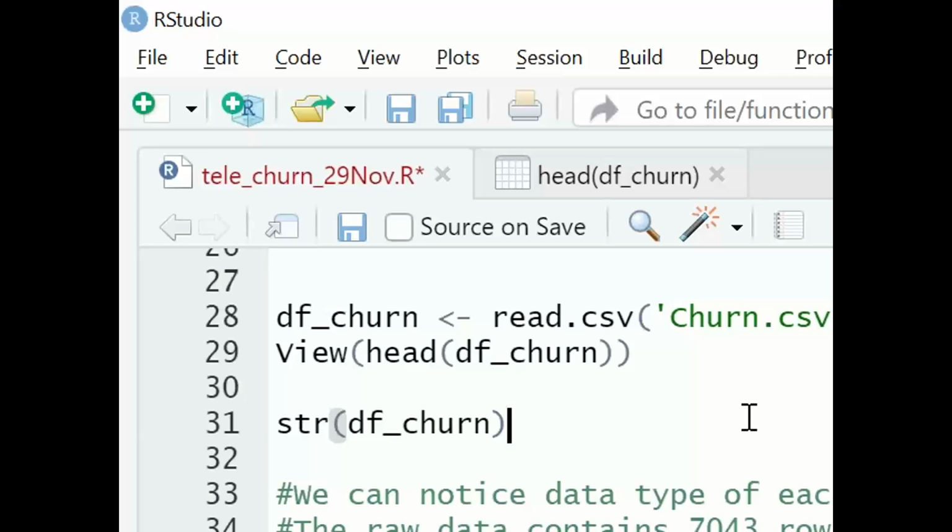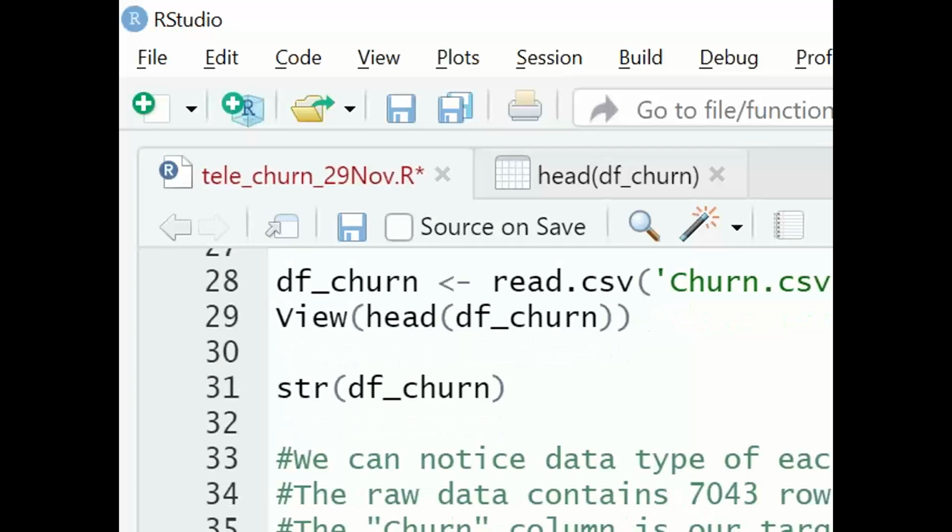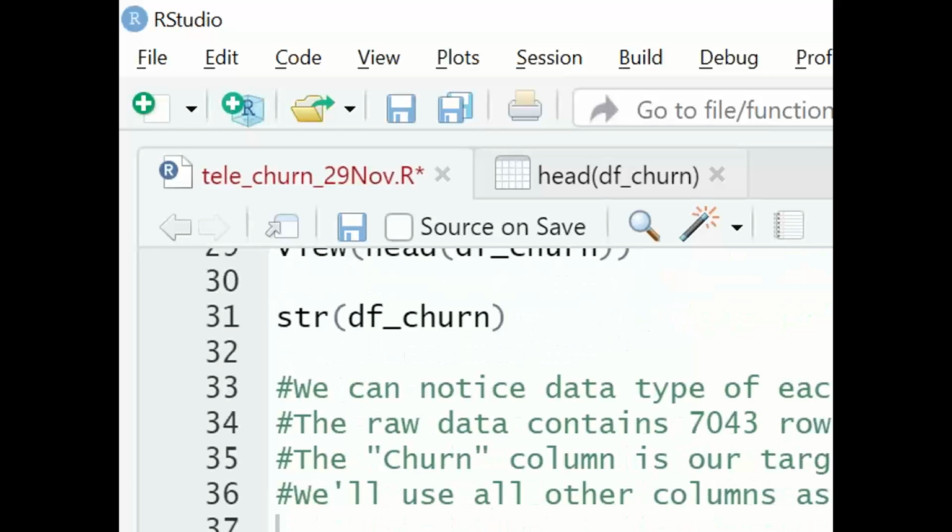Perfect. Now we will try to see the structure of this. We would like to see the structure of this data frame, right? So str is used for that. We can see the data type of each of the columns. So we have character and numeric variables. We have 12,000 rows of data and 21 variables inside this.